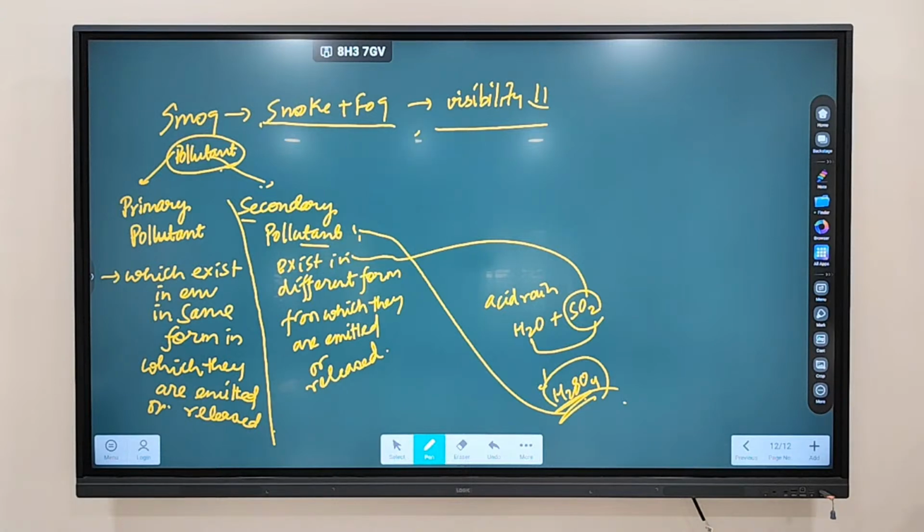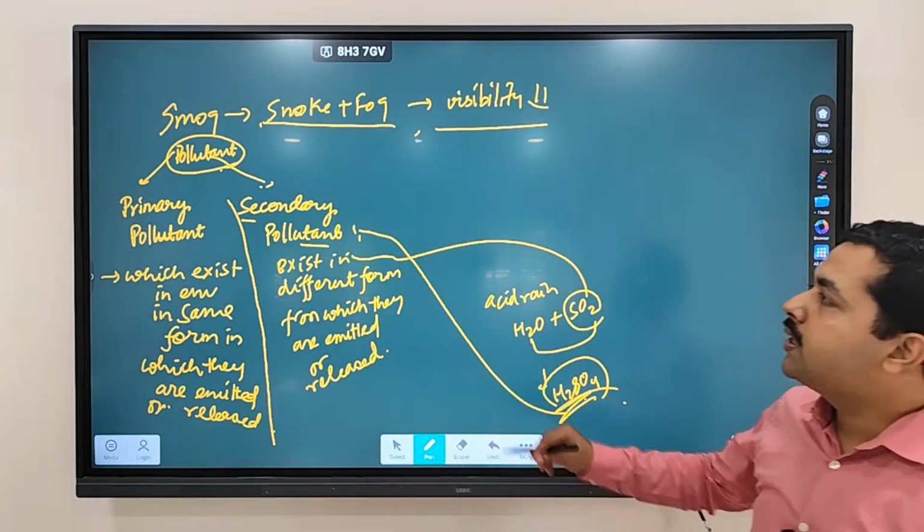So those pollutants which exist in the same form in which they are released, for example, plastics. When you are releasing plastic, what will happen to the plastic? Degradation does not happen. It exists in the same form. Clear? So those types of pollutants which exist in the same form in which they are released into the environment are called primary pollutants. Those that exist in a different form are called secondary pollutants. Clear?